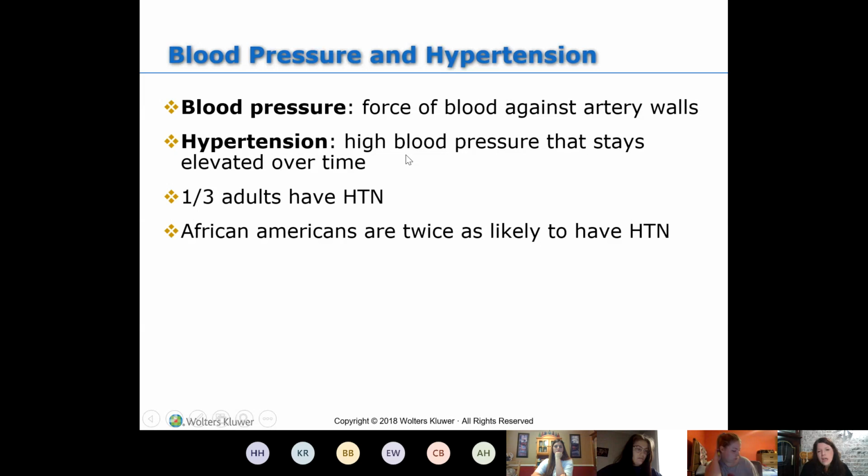One reading of your pressure being high when it's checked at a random place does not mean that you have hypertension. It is repeated readings, and it's staying elevated over time. So this says 1/3 of adults have hypertension. I said 2/3. I'm sorry about that. And I actually probably think that's an underestimate, to be honest with you, because pretty much everybody I know in my life has a little bit of hypertension. And African Americans are twice as likely to have hypertension.